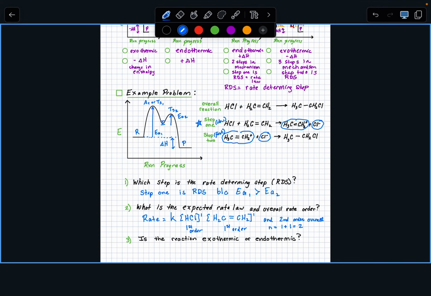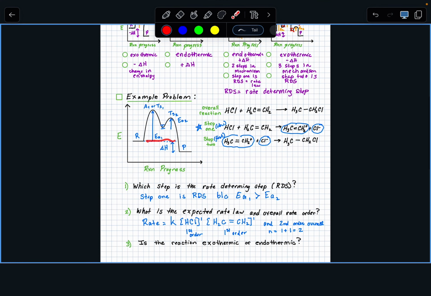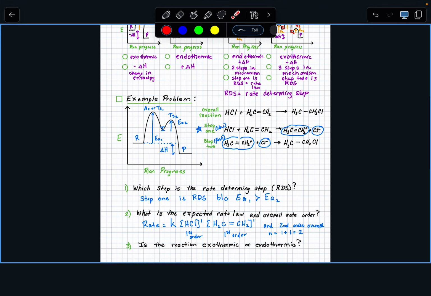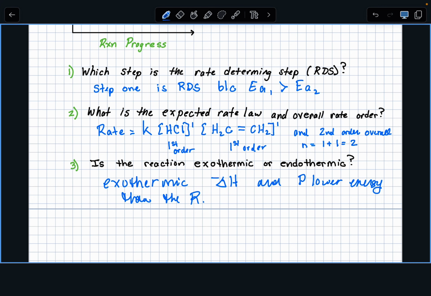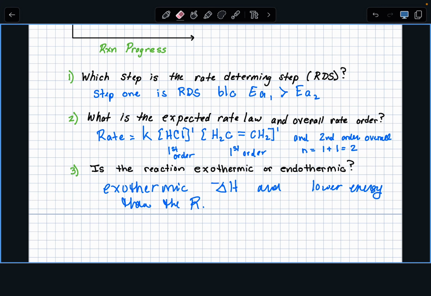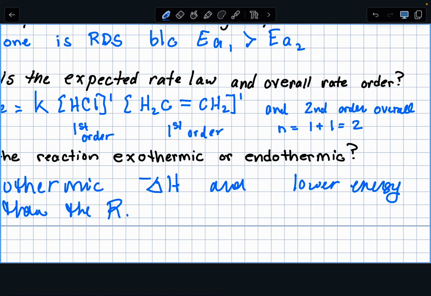All right, last but not least, is it exo or endo? So if you look at the difference in the reactants and products right here to here, you will see that this is an exothermic reaction, and it's an exothermic reaction because the change in enthalpy is negative, and you could also say the products have a lower energy than the reactants. I'm going to go fast there. So it's exothermic because the delta H and the products, so P is products. Okay, so if you don't want to write P, you'd say products.